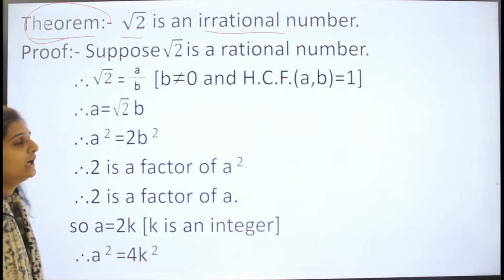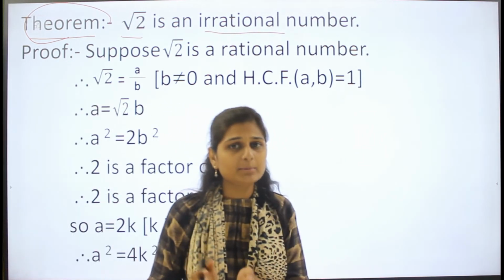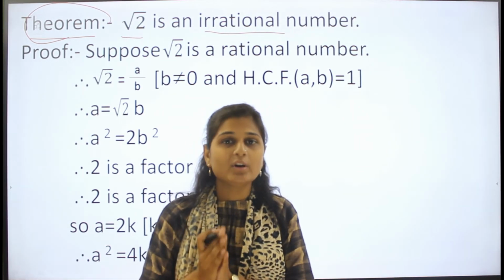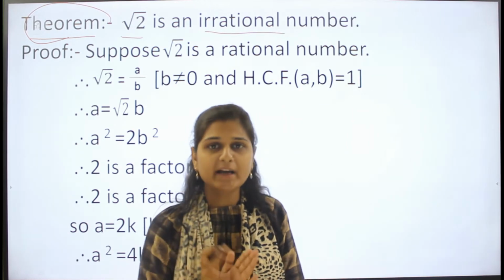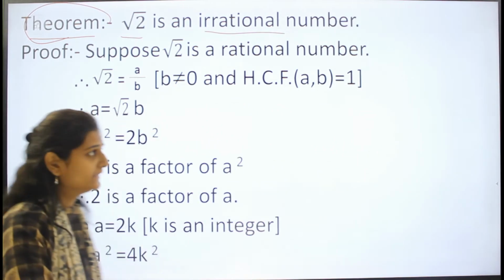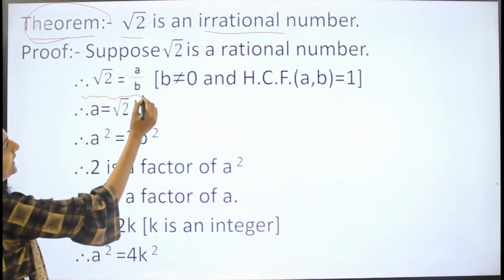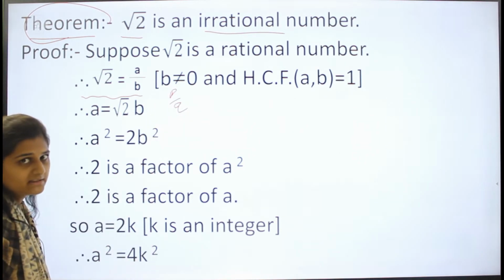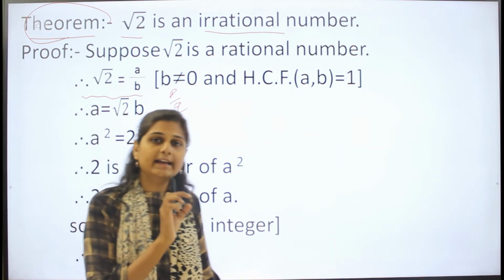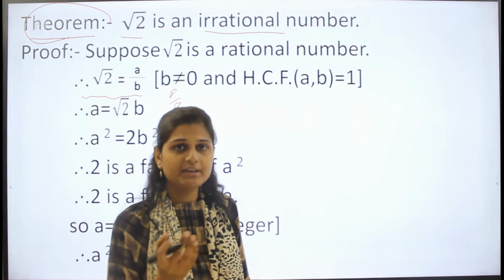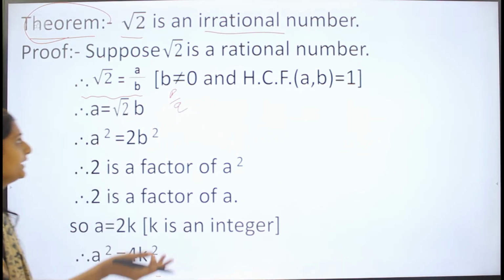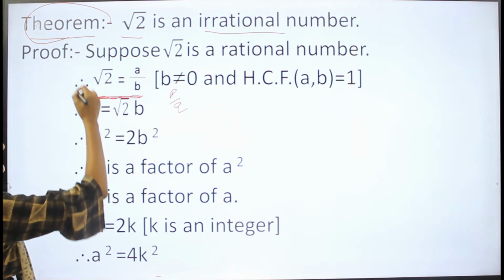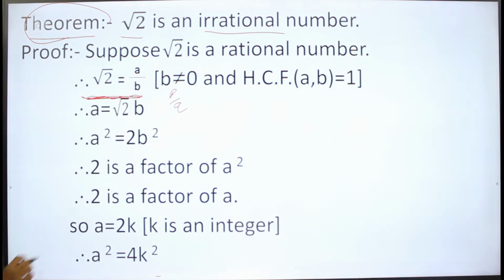Okay, so now if any value is a rational number, obviously you can write it in P by Q form, because a rational number consists of P by Q form. So if root 2 is a rational number, you can write it as A by B. You can also take P by Q, that is up to you. The letters you can take anything, A, B, P, Q. So here we are taking A by B, that if root 2 is a rational number, then square root 2 will be equal to A upon B.